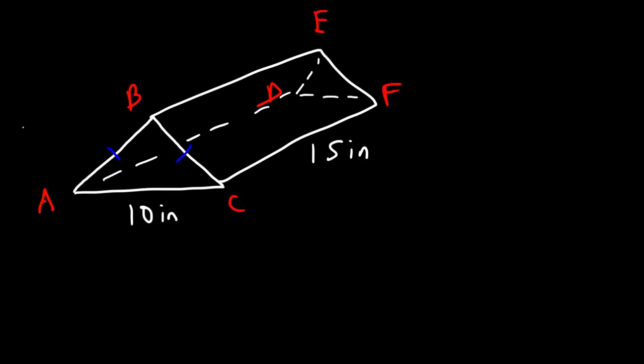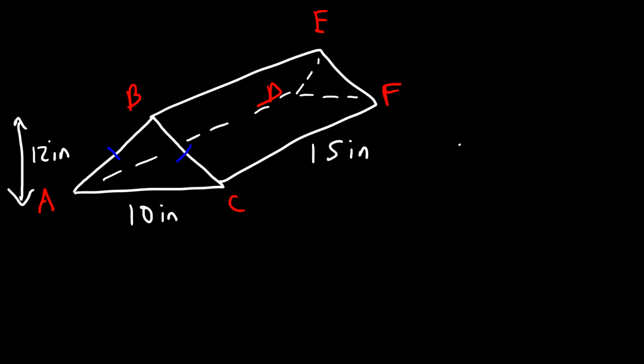Now let's try another example. You can pause the video if you want to try this one. So let's use the same letters to describe this triangle. So this time we have an isosceles triangle. So AB and BC have the same measure. And let's say AC is 10 inches, CF is 15 inches, and you're told that the height of the triangle is 12 inches. Go ahead and calculate the lateral area and the surface area.